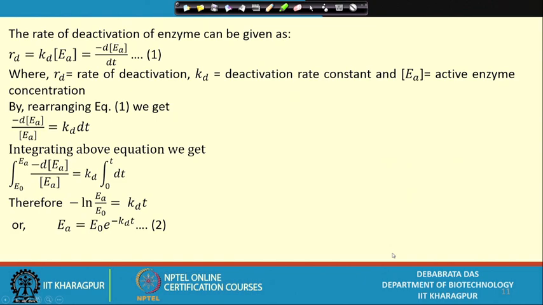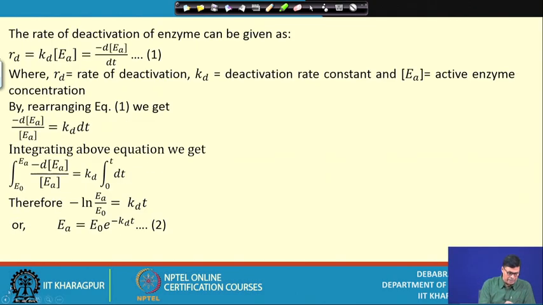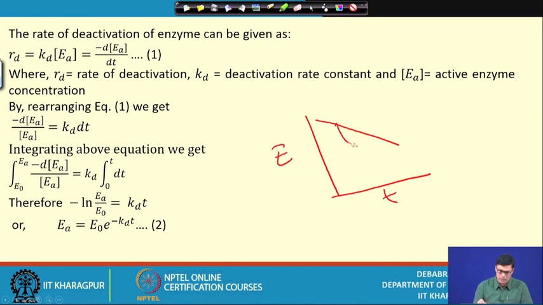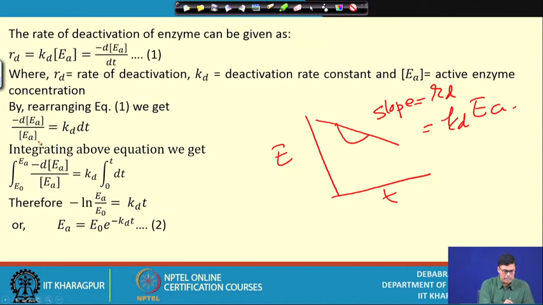Now the rate of deactivation. When you discuss deactivation, the activity of the enzyme decreases like this. So this is the enzyme activity EA with respect to time. This slope is RD, which is equal to KD into EA, the enzyme concentration. This is how we find it out. So enzyme deactivation takes place like this, and if we integrate this, you will get this kind of equation: dEA by EA equal to KD into dt.